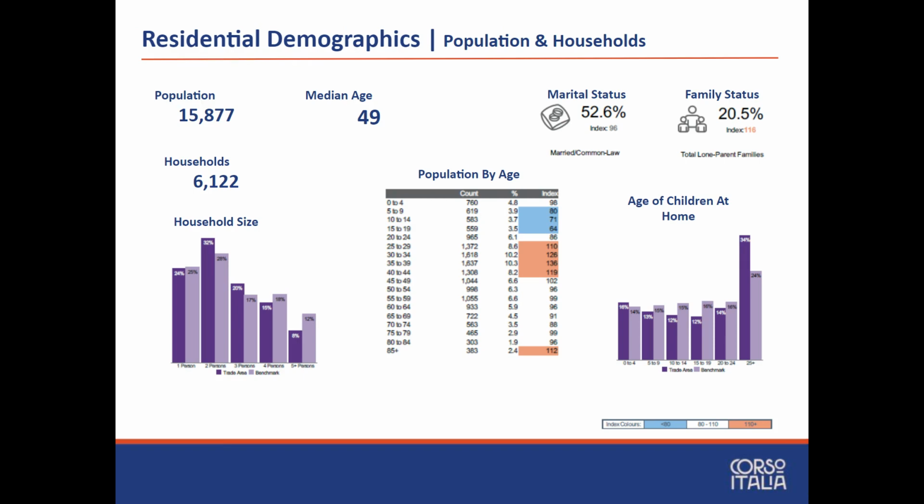Also, we've seen that there is a lot of data that speaks to household size being fairly consistent with the averages across Toronto, but the only area in which things are higher than average in Corso Italia is two-person households, and it's lower than average by a significant amount when it comes to 4- and 5-person households as well.